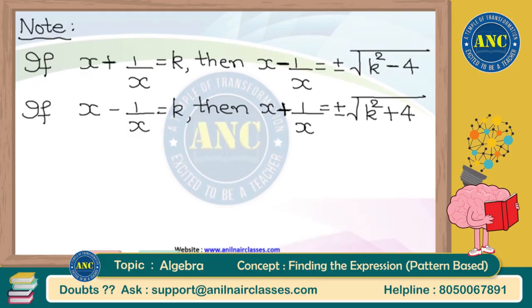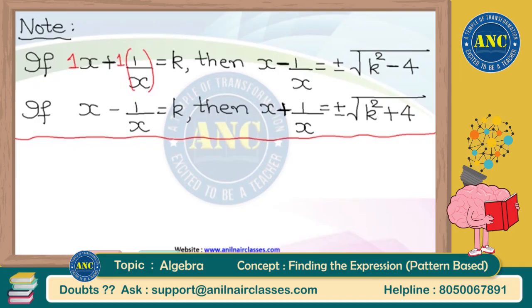Now if you observe this carefully, in these two conditions the coefficient of x is 1. Similarly, the coefficient of 1 by x is also 1. But what if the coefficient of x and 1 by x are not equal to 1, but are equal to some other different values?